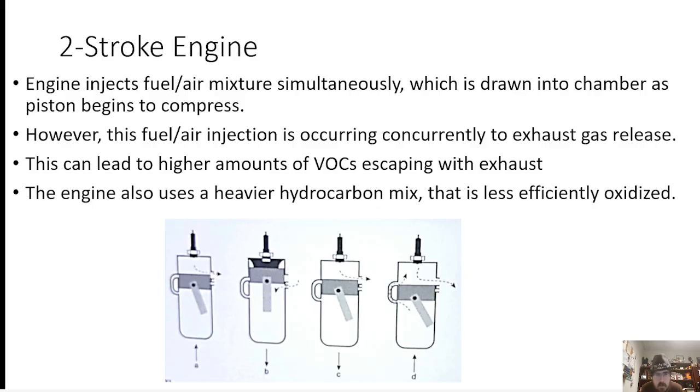So basically, there's some gas in that chamber. As it's stroking down, it's constantly putting fuel in as the exhaust is being dumped out. Now, part of the problem is this: as you can see, there are times when the fuel and air is mixed with the exhaust gas. So some of the fuel and air has a chance to escape with the exhaust gas at the same time. This actually results in a much higher amount of VOCs escaping.